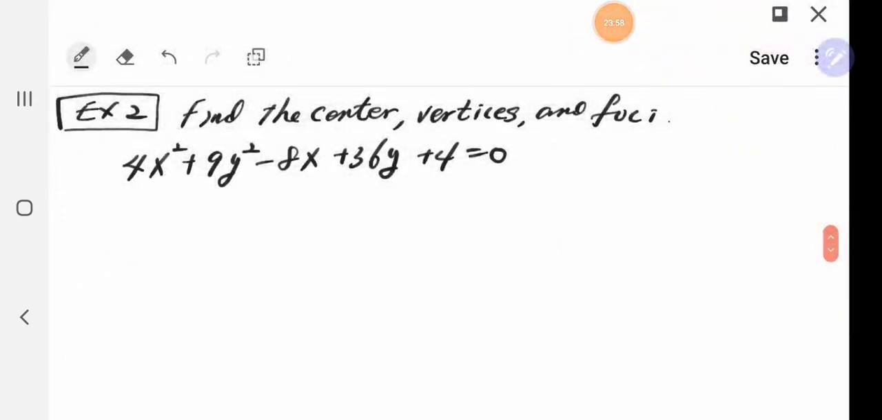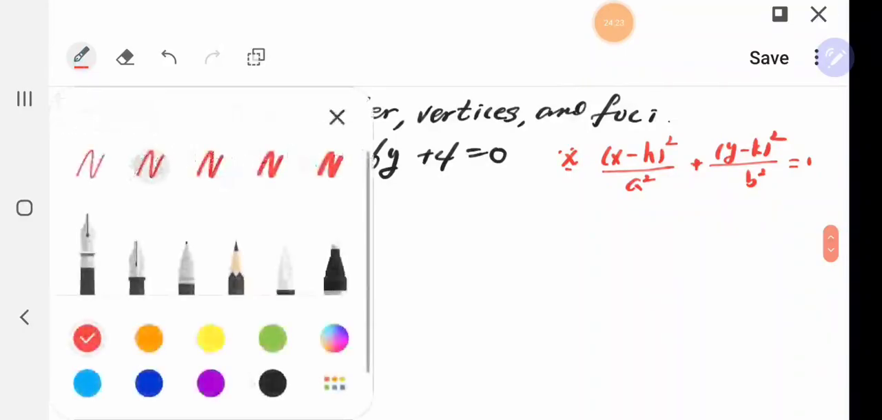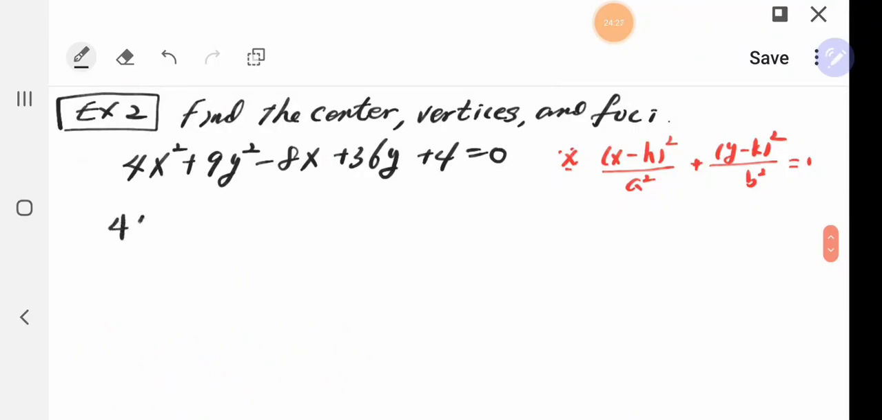For this equation, let's rewrite it in the ellipse form, which is x minus h squared over a squared plus y minus k squared over b squared equals 1. So we have to write a square for the x terms and the y terms. Using the completing the square method, let's put the x squared and x terms together, and the y squared and y terms together, and move 4 to the other side, because we want the left-hand side of the equation to be x squared and y squared terms, and the right side to be just a constant.